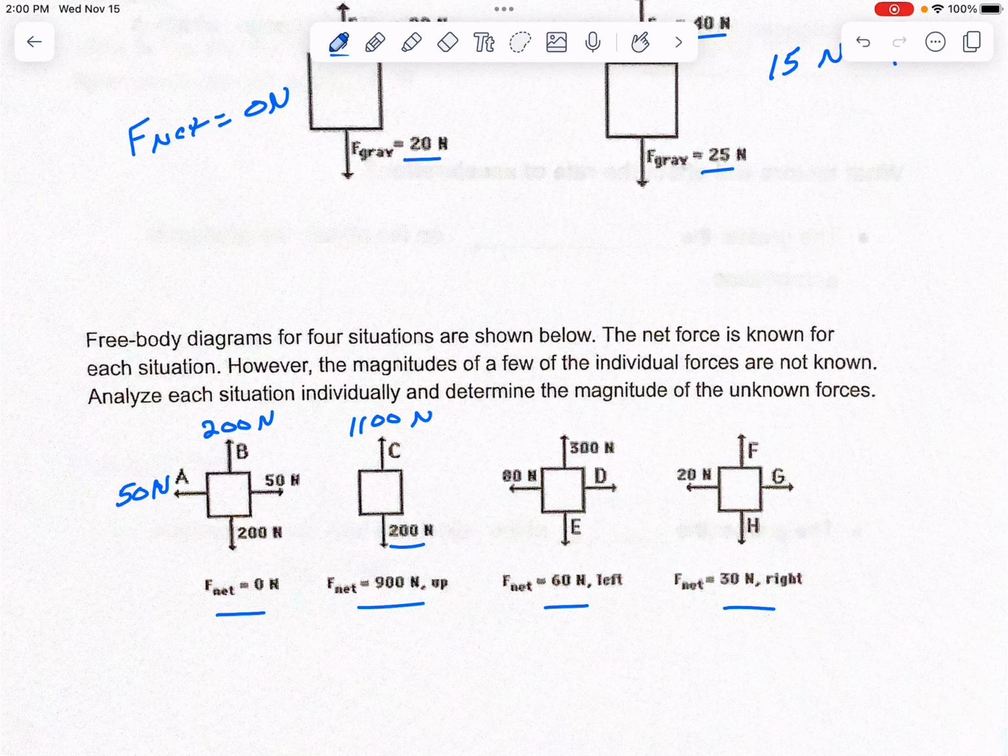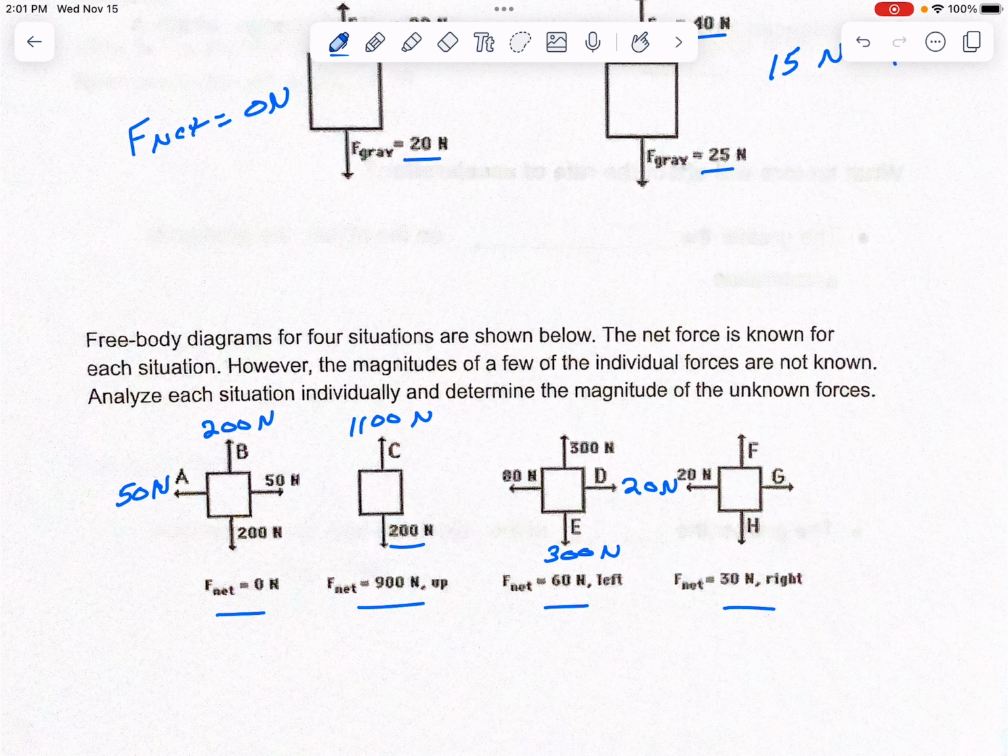Your next one is you want 60 newtons left, so only left. So that means E, that bottom one, it's got to be balanced because I didn't say anything about up or down. Okay, so that means this bottom one has to be balanced out. And if I want 60 newtons to the left, and I already have 80 newtons to the left, I got to figure out how do I get that down towards 60. Well, that means I've got to put 20 newtons going to the right to make it go to 60. Now the next one is we want 30 newtons to the right.